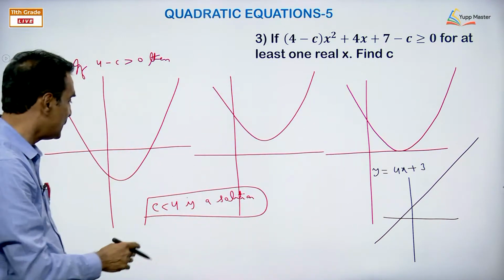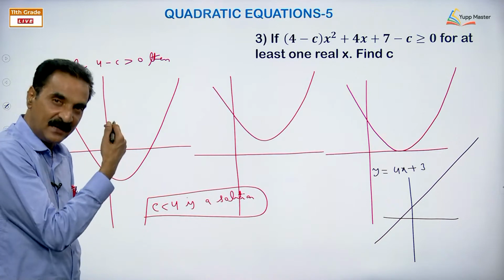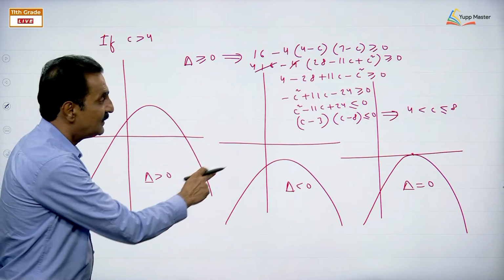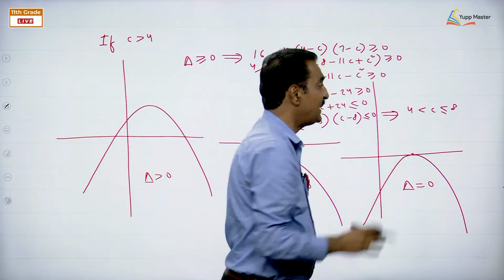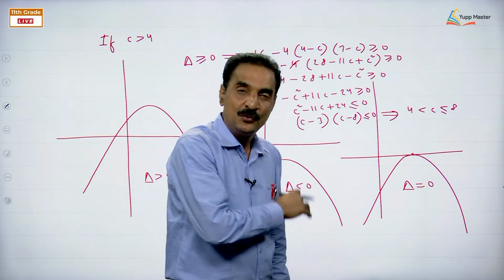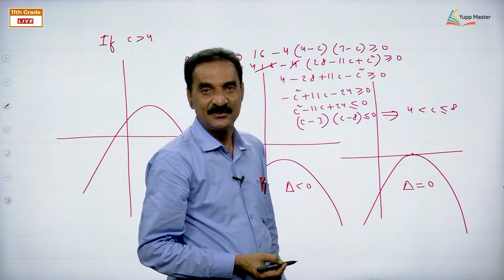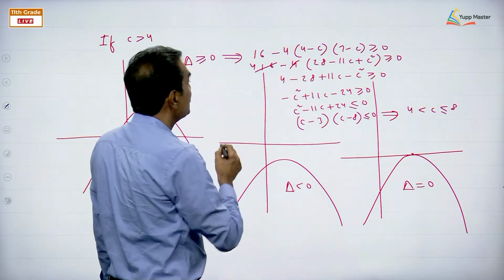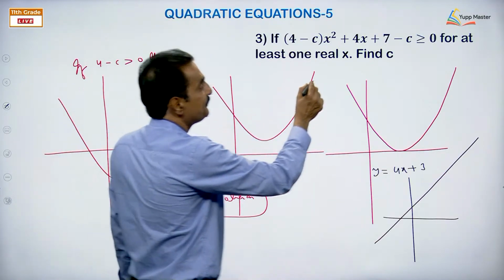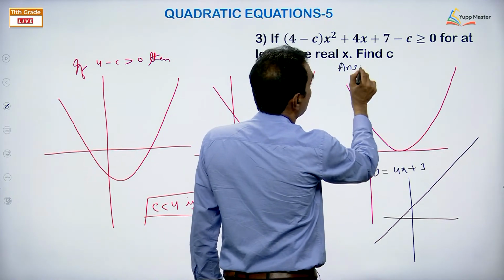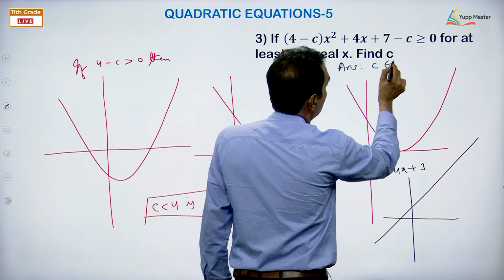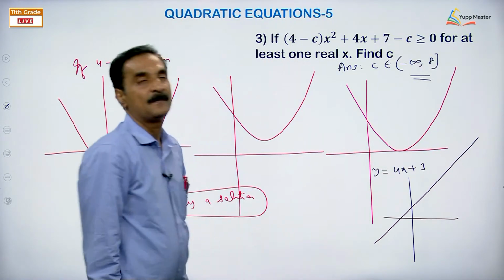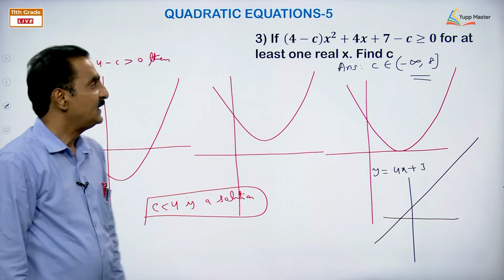So, finally, what is our answer? All values less than 4 and c is equal to 4 also allowed, and all values lying between 4 and 8. So, union of all these solutions will be minus infinity to 8. So, finally, answer to the previous question is c belongs to minus infinity to 8 including 8. Okay. Next question.